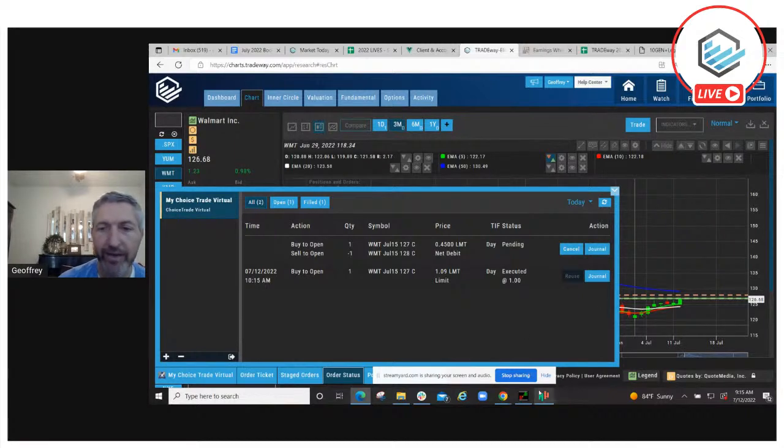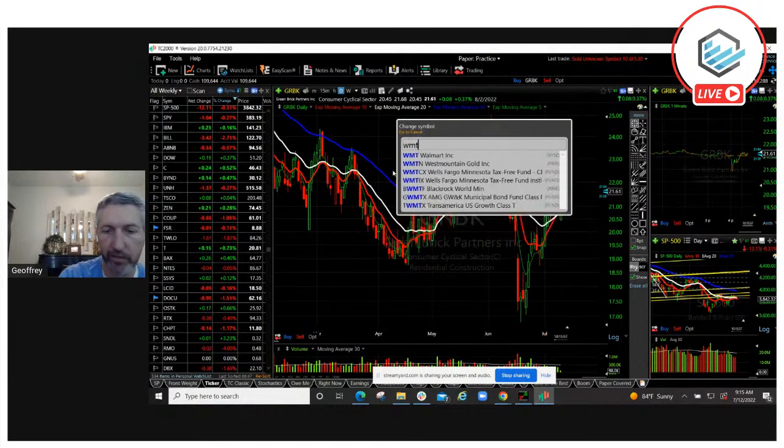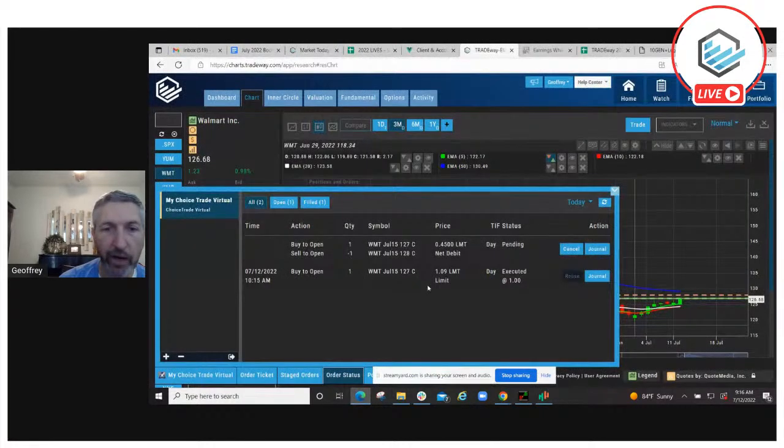Well, what that means, unfortunately, is that Walmart is falling. So we look over here at a live chart, and sure enough, since we've been trying to get in this trade, Walmart has been falling. So we got a lower price. Yay.